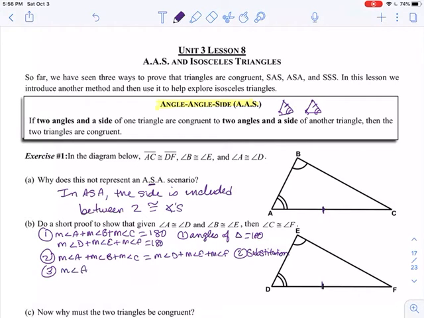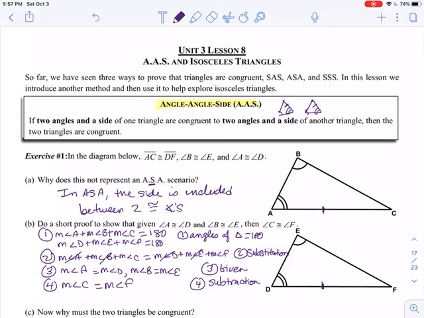Usually I write my given first, and I didn't, but that's okay. I'm just going to write it right now. The measure of angle A is equal to the measure of angle D, and the measure of angle B is equal to the measure of angle E. That's my given. And basically, I'm going to subtract out the A and the D, and I'm going to subtract out the B and the E, and I am just left with C and F. So the measure of angle C is equal to the measure of angle F. Now, normally on a proof you wouldn't cross off like that. I just did it so you guys could see it.